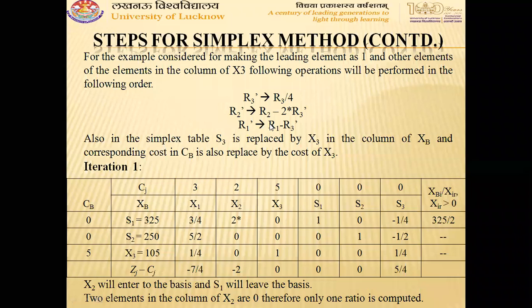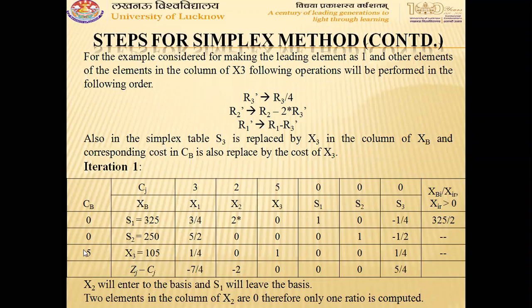Then the second operation performed is R2 is replaced by R2 minus 2 R3 dash, where R3 dash is the new row. Using this, the element of x3 will become 0 in the second row. The third operation applied is R1 is replaced by R1 minus the new row R3. After applying the complete column operation, this row is obtained. And we can say this is our first iteration, as repetition is called iteration.